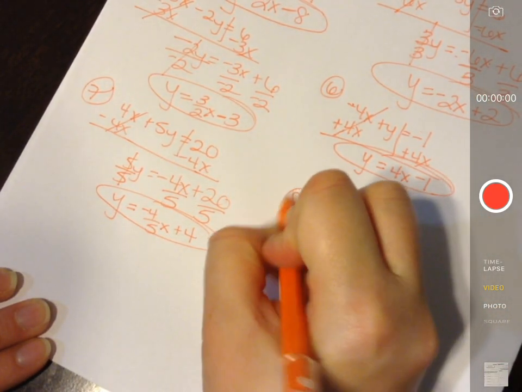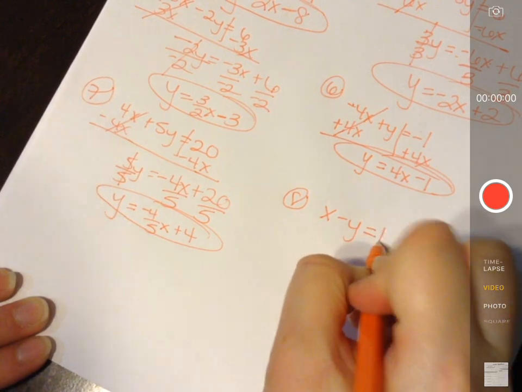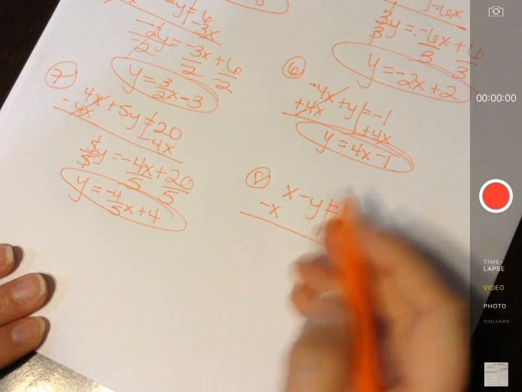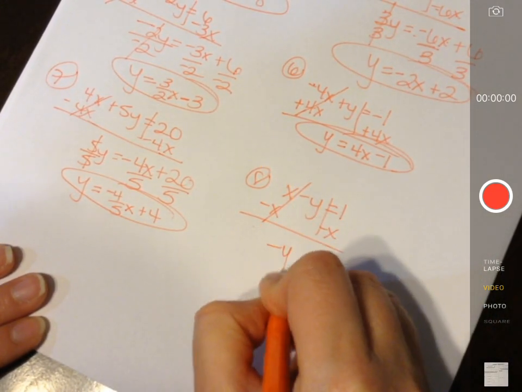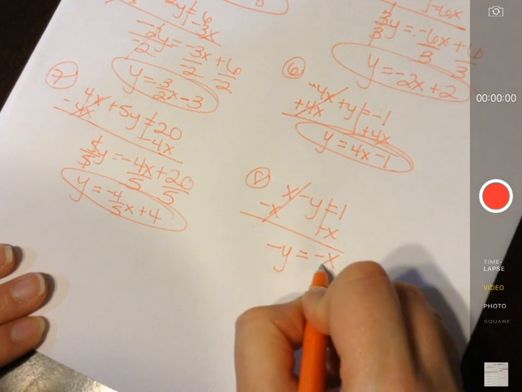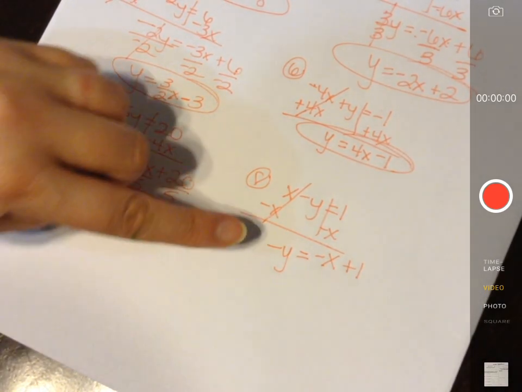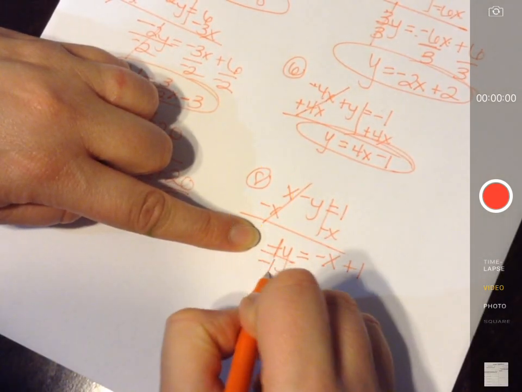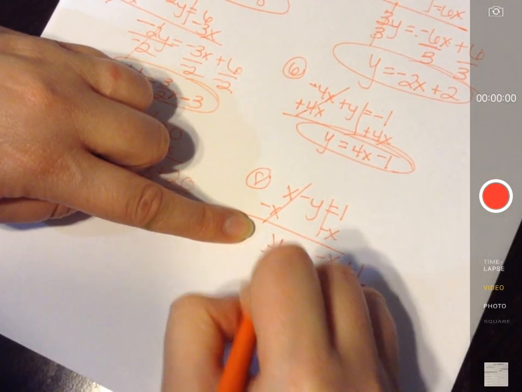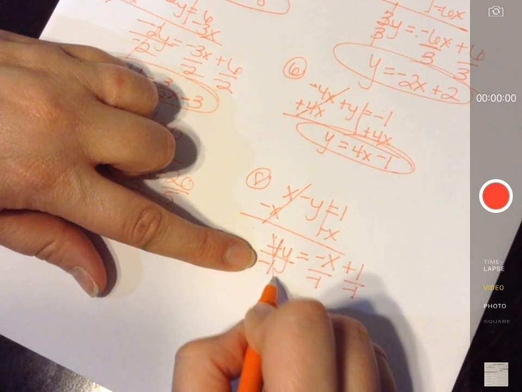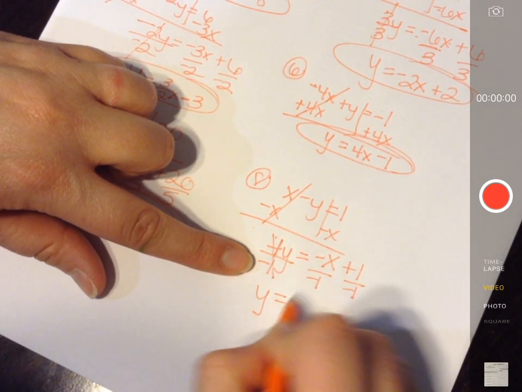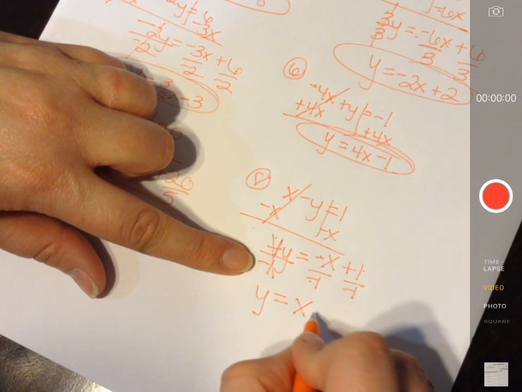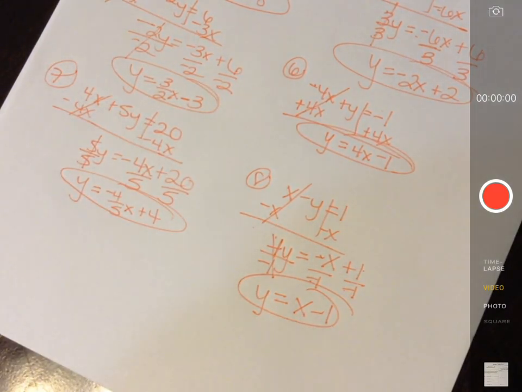Number 8. x minus y equals 1. I would subtract x from both sides. x minus x equals 0, so that leaves me with a negative y equaling negative x plus 1. There's no number here, so that means it's actually a negative 1. So I need to divide everything by negative 1. Negative 1 divided by negative 1 cancels out because it equals 1y. Negative and a negative makes a positive x. And 1 divided by negative 1 leaves me with negative 1.